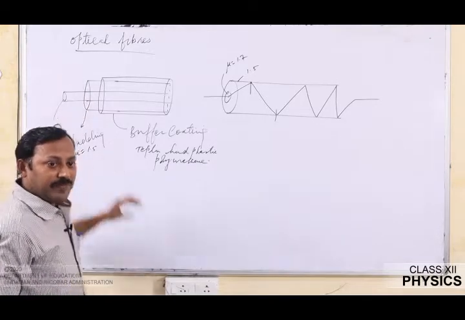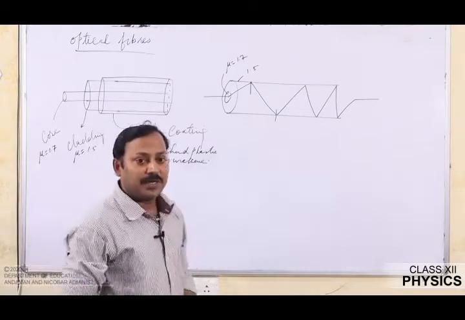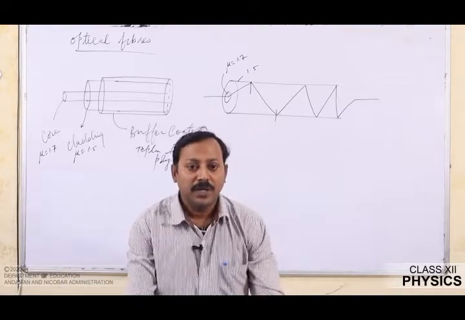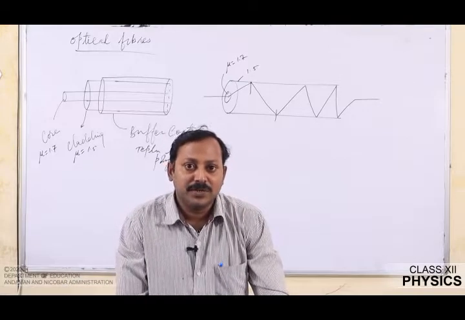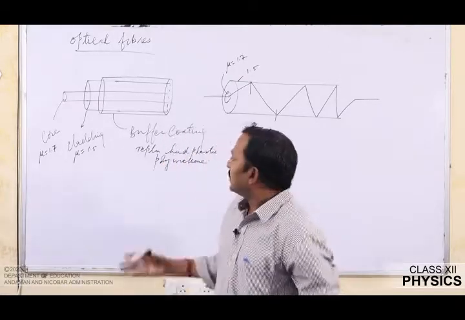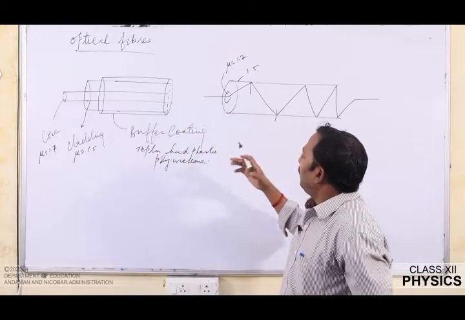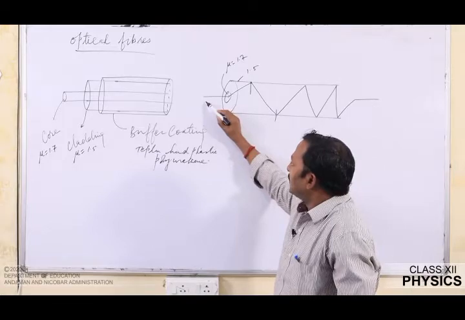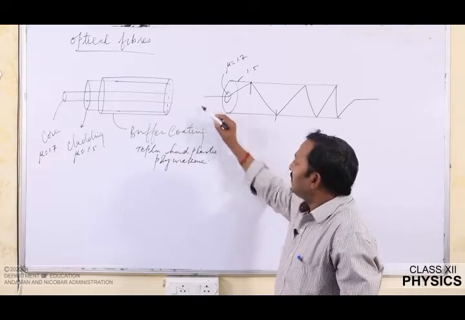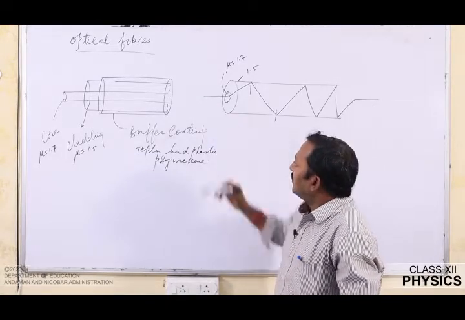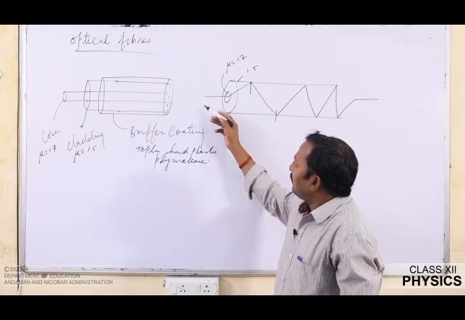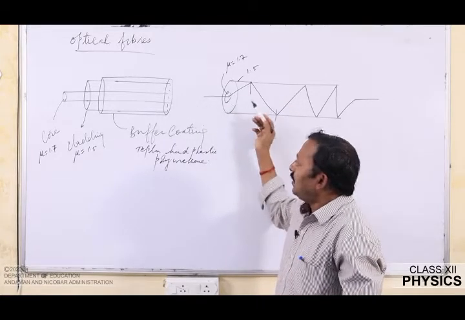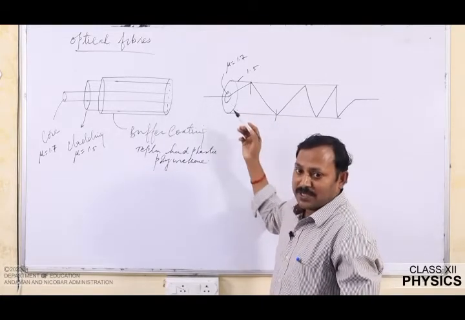Now, we will see some of the applications of total internal reflection. It is used in telecommunication to pass signals from one end to another end, because we know that light moves fast, with a speed of 3 into 10 to the power 8. So, any signal can be converted into light and transmitted from one end to another end with the help of optical fibers very fast.